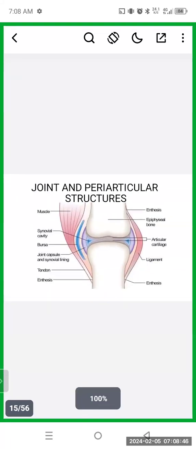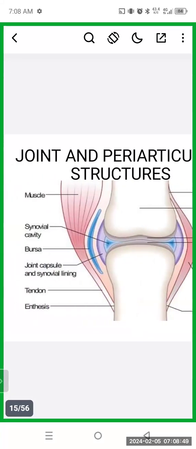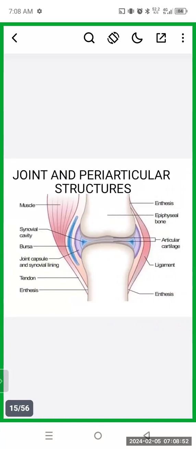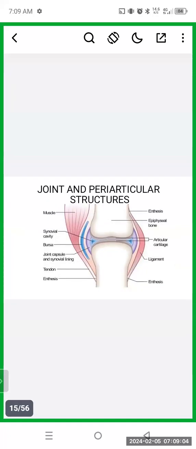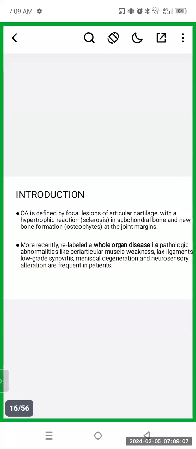So this is just the brief of the anatomy of the joint. We can see the epiphyseal bone, the articular cartilage, the ligaments, the joint capsule, the tendon, and the synovial cavity. So these are all involved in the pathogenesis of the osteoarthritis. So OA is defined as the focal lesion of the articular cartilage with hypertrophic reaction of the bone, that is sclerosis. And also there is a new bone formation which is in form of osteophytes at the margin of the joints.